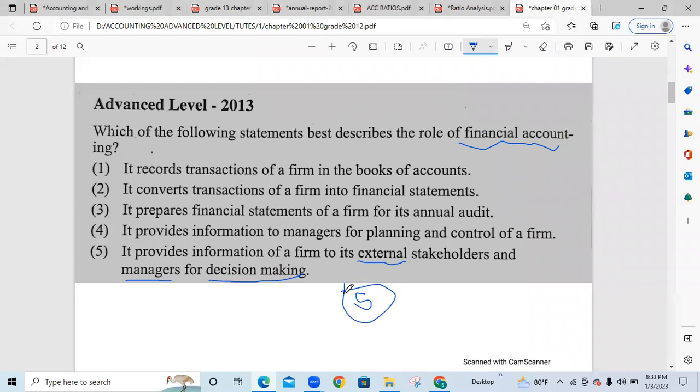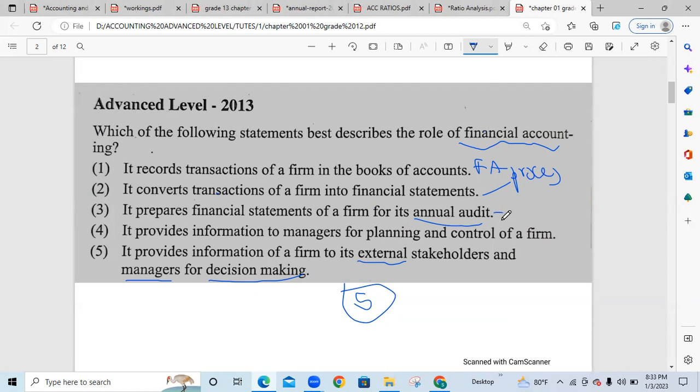Guys, why not the first one? This is a process of financial accounting. Next one, it converts transactions into financial statements. This is also a process. Prepares financial statements for annual audit. Guys, it's not a process. It's actually an output of annual audit.